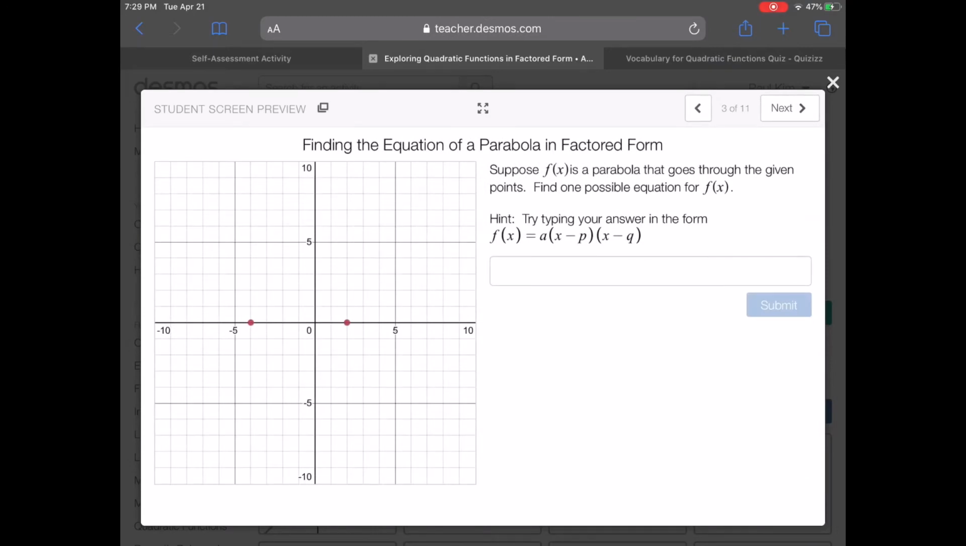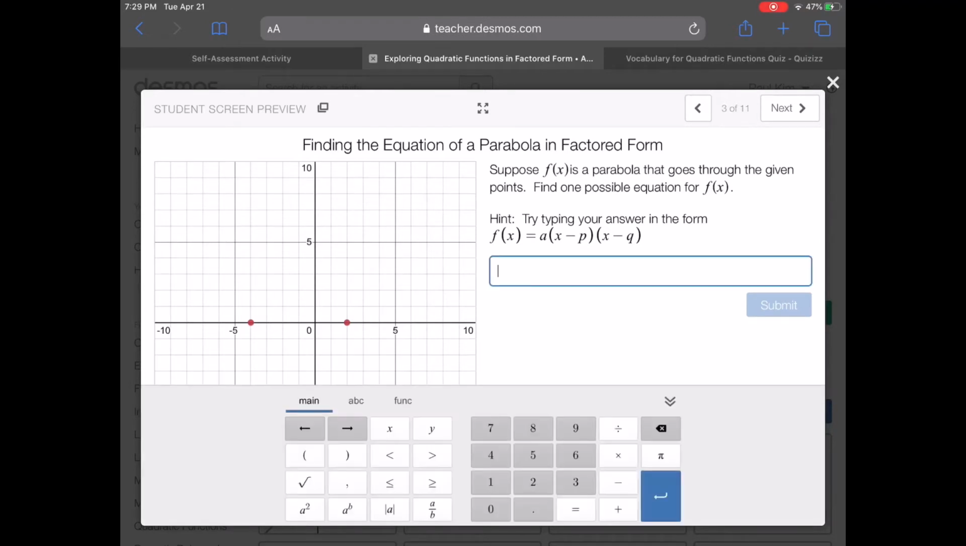Now for this, what we're going to be doing is we're going to be creating the function in factor form. So in this case, I have an x-intercept at -4, which means I notice that one of my factors should be x minus -4. Right? It's always x minus whatever your x-intercept is.